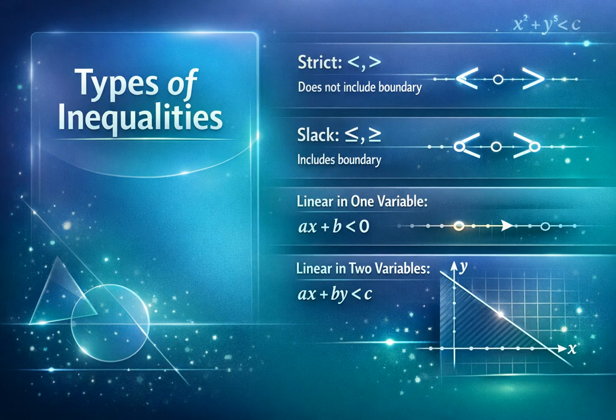Strict inequalities use less than or greater than. The boundary is not included. Slack inequalities use less than or equal or greater than or equal. The boundary is included. Linear inequalities in one variable have the form ax plus b less than 0. In two variables, they're like ax plus by less than c.